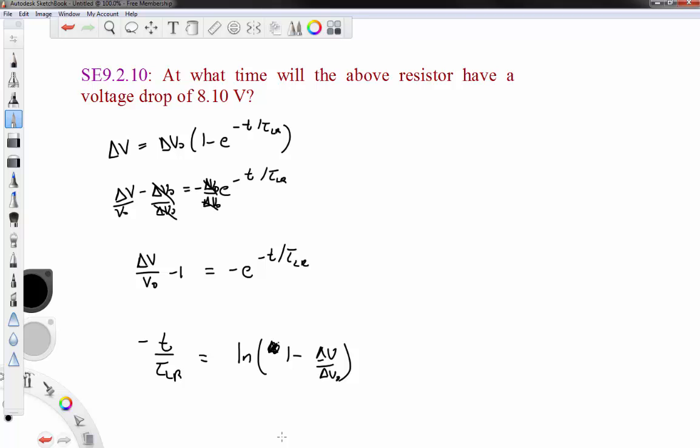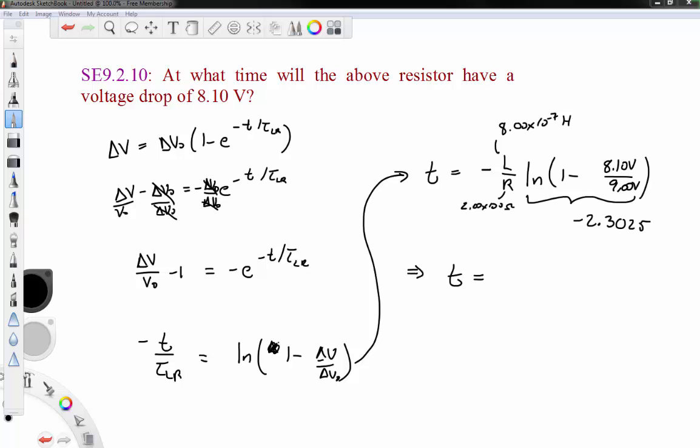And now we can plug some numbers in. So you get something like this. Plugging some numbers in, what you end up getting is that t is 9.210 times 10 to the negative 10 seconds. So that would be 921 picoseconds, 921 times as long as the amount of time that we solved for in the first part.